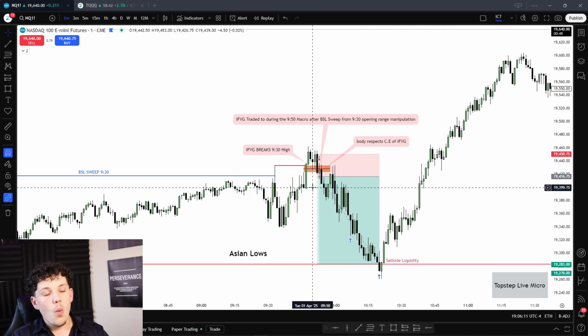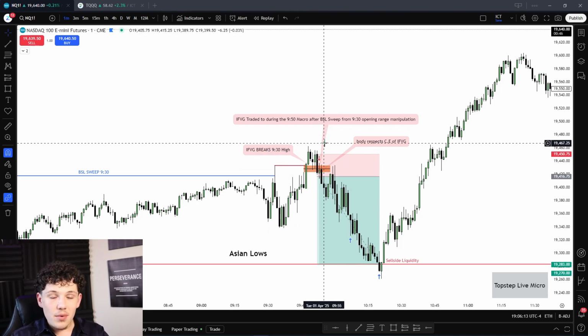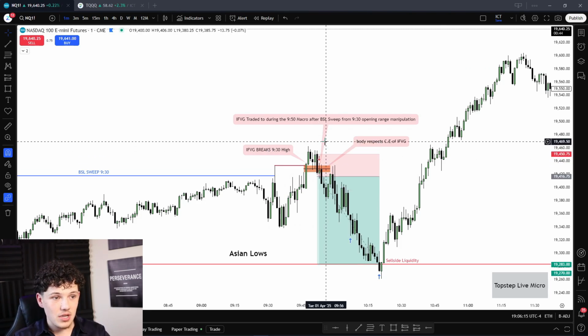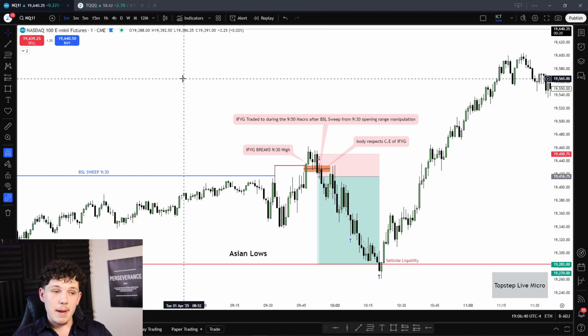So what do I look for here? I know that we had bullish manipulation, so I'm anticipating that we're going to break structure and turn down to the downside. Just like in my previous videos, I talk about waiting for that break of structure and that disrespect of a bullish PD array if you're looking for shorts.